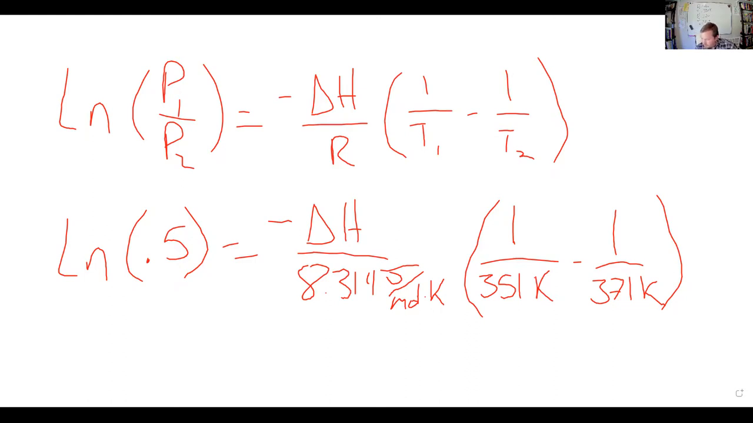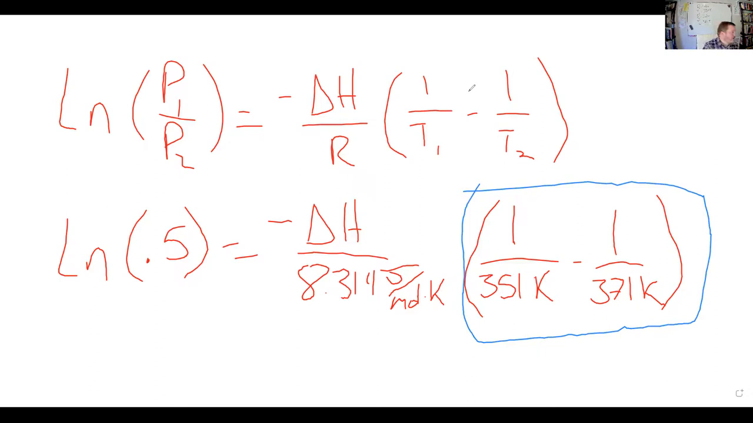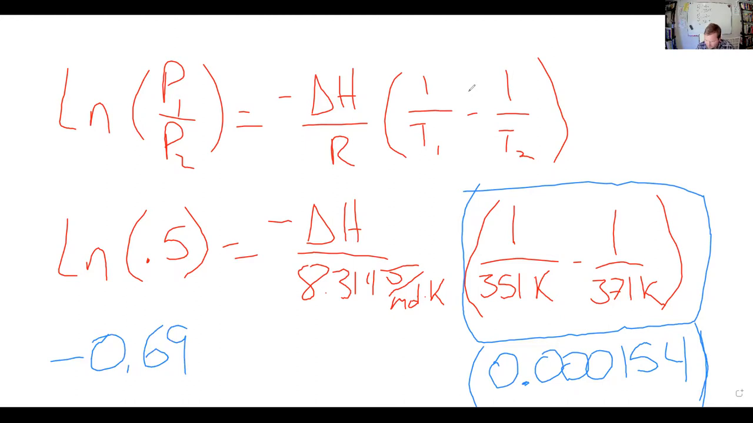All right, so that can all be reduced. When we plug in 1 over 351 minus 1 over 371, that number winds up being 0.000154, or you can have it in scientific notation, that's fine too. And natural log of 0.5 is negative 0.693.